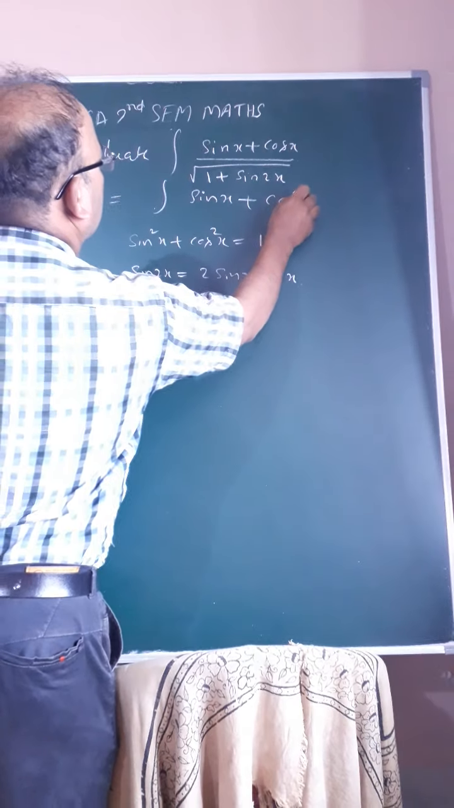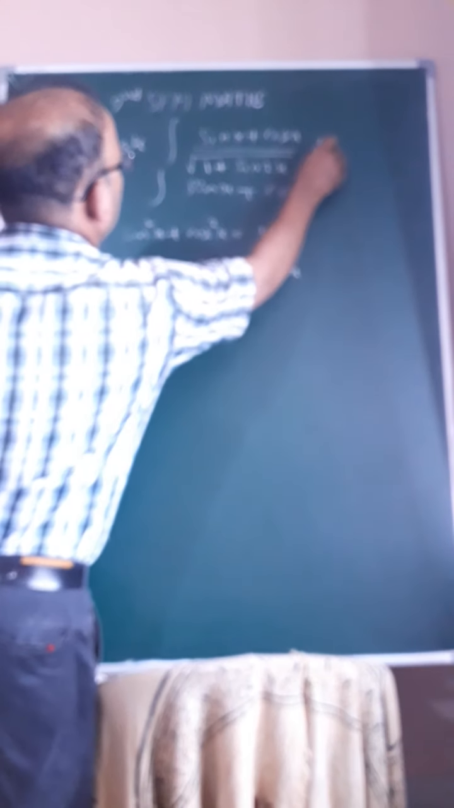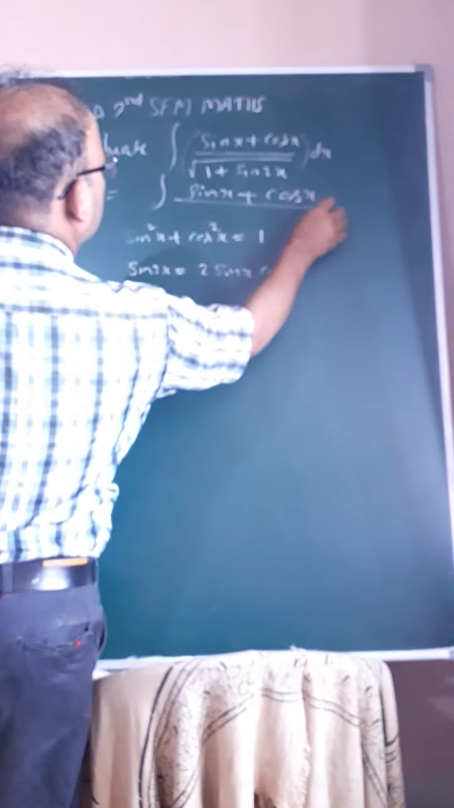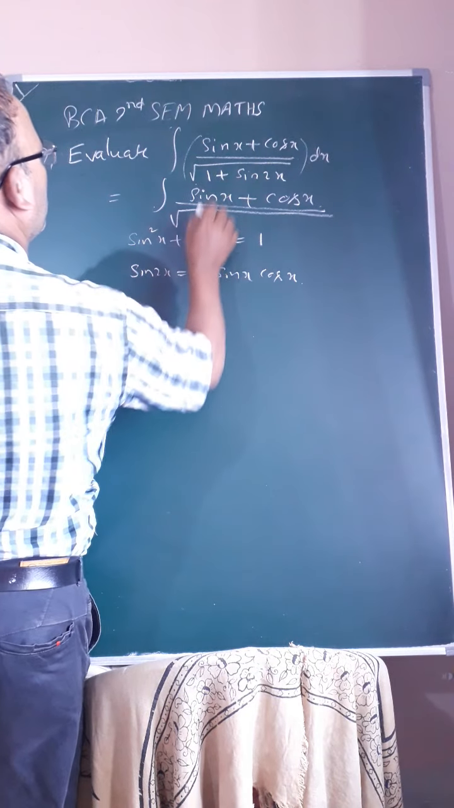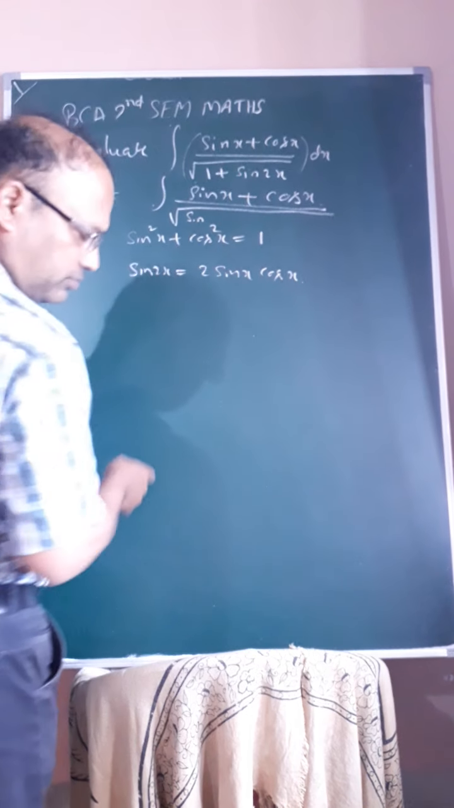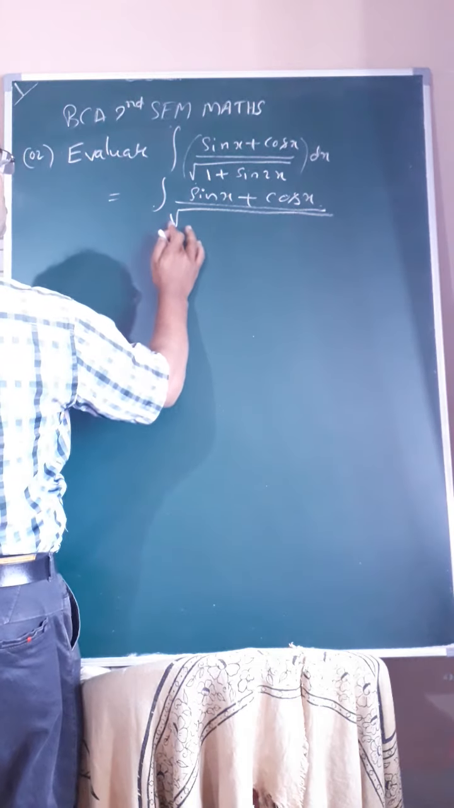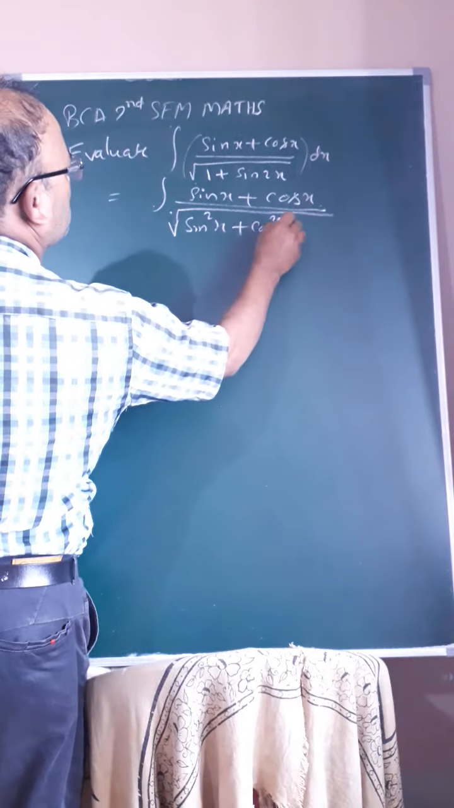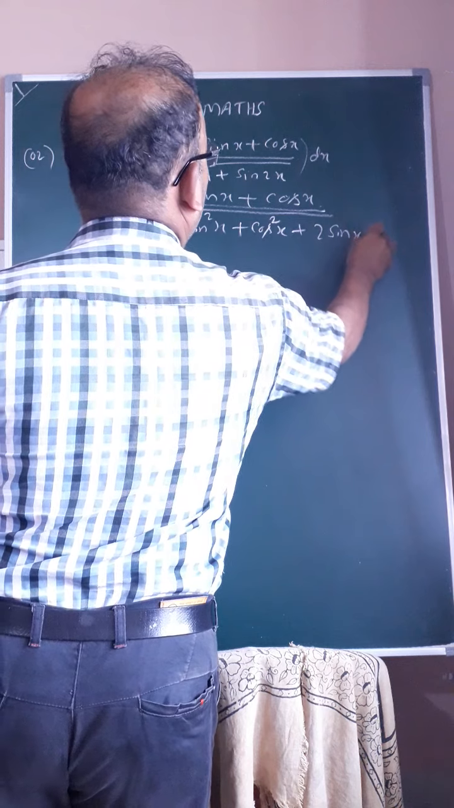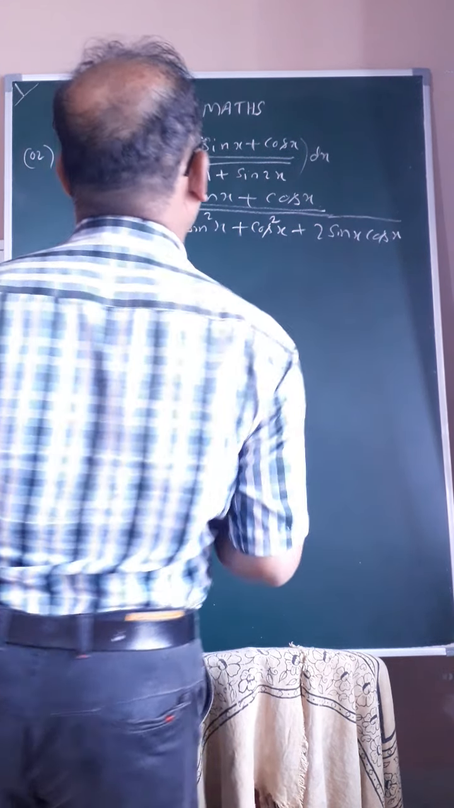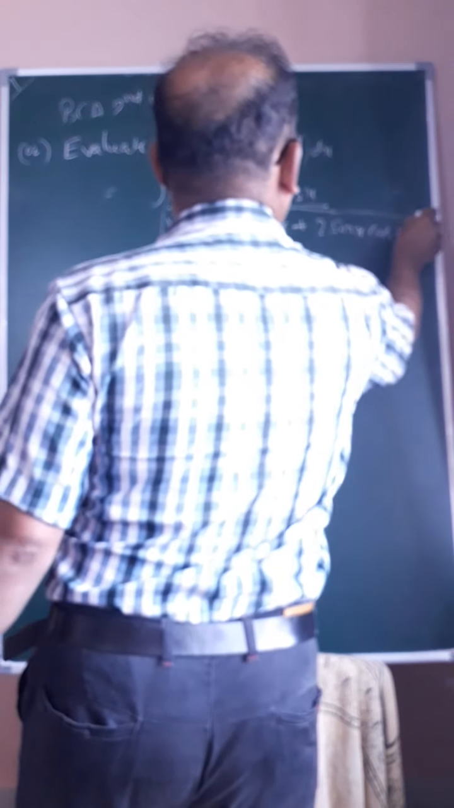Sin x plus cos x divided by, in the denominator, under square root, 1 can be written as sin square x plus cos square x, and this sin 2 theta is 2 sin x cos x, dx.